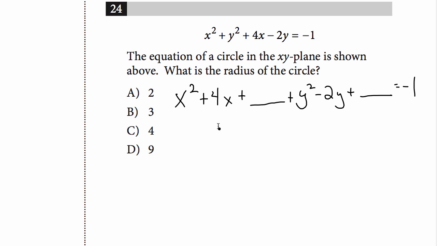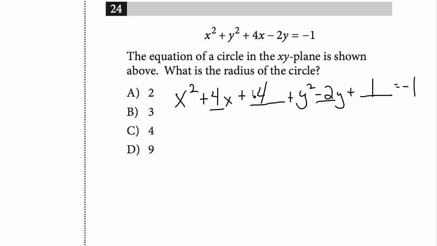So to complete the square, we're going to take half of this number and square it. So half of 4 is 2, 2 squared is 4. And we're going to use the sign to help us. Half of -2 is -1, squared is 1.